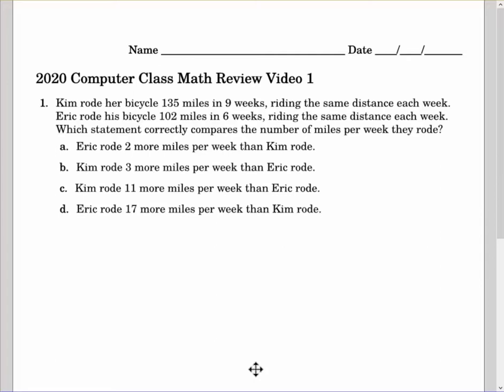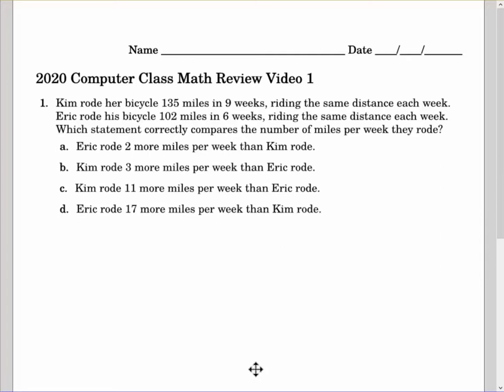But if you are sitting in computer class right now, you should have this 2020 Computer Class Math Review Video 1 worksheet in front of you. I'm going to go through, read each question with you twice. We're going to look over the answers, try to eliminate answers that don't make a lot of sense, and then I will show you the ways that I would teach children to approach these problems. So I know different teachers have different methods, but since I'm making the video, you get to experience the Mrs. Lehman approach. So here we go.